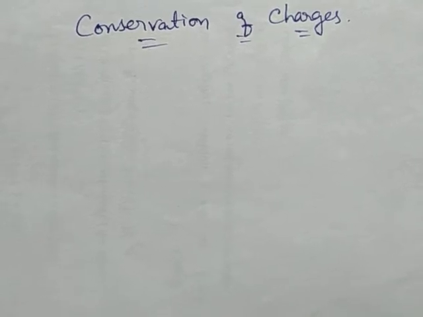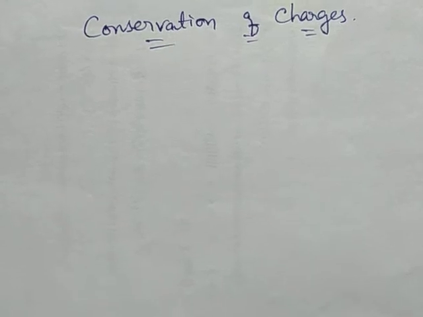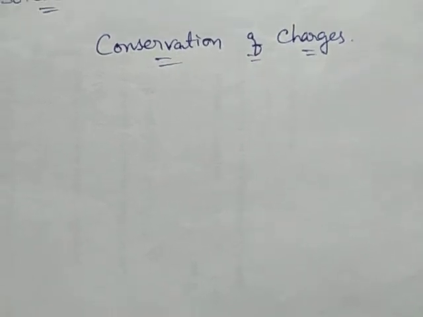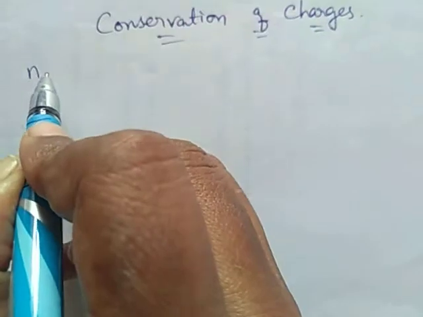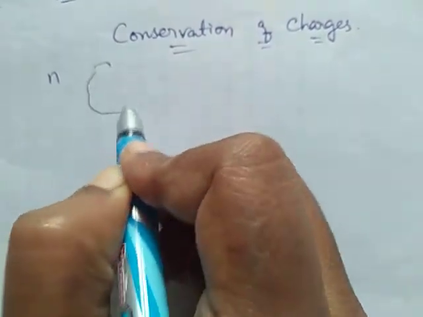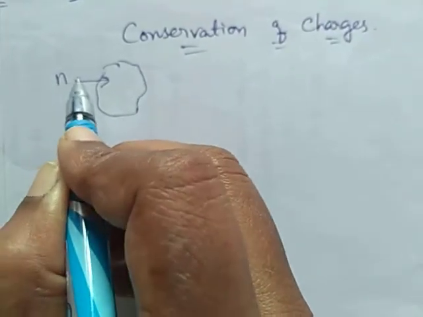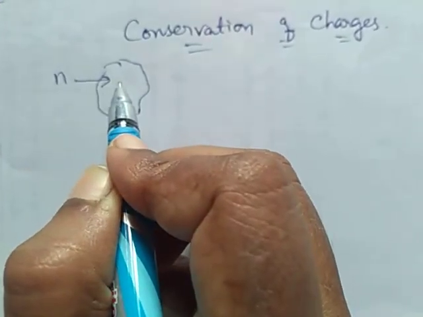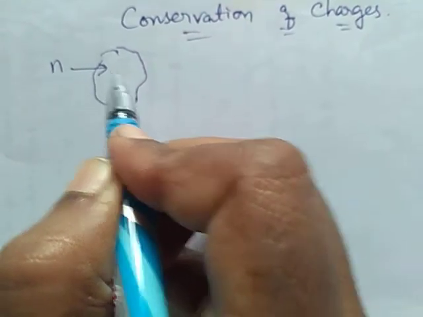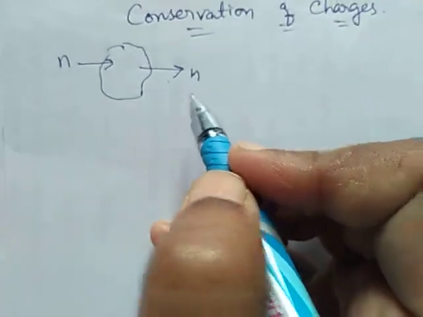Hi everyone. In this video we are going to study conservation of charges. It states that the number of electric charges entering into a region should be equal to the number of charges leaving from the region.